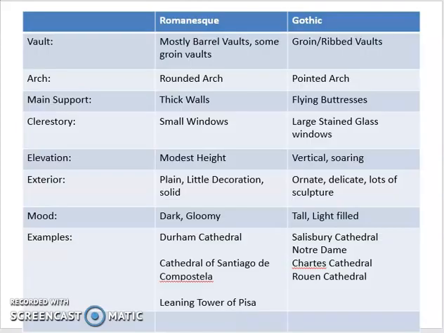Okay, this slide, I want you to hit pause. Okay, write down these things and the differences between them. So now we went through the terms or parts of a cathedral. So now you're comparing your Romanesque and your Gothic cathedrals. So a vault, right? Wasn't that like an arch?